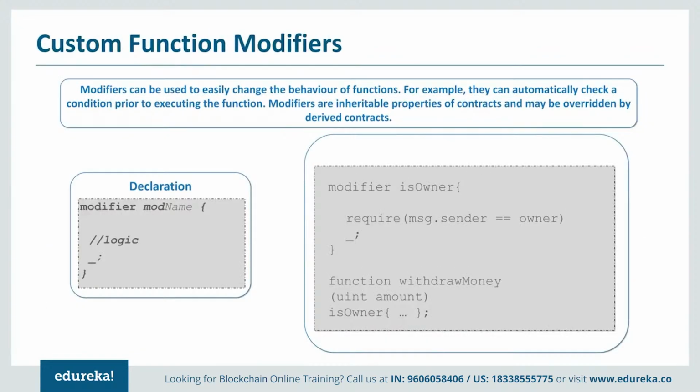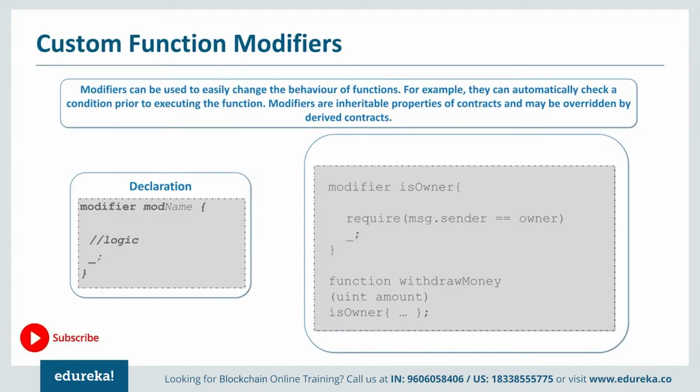Next, we can also build our custom function modifiers. So modifiers can be used to easily exchange the behavior of functions. For example, they can automatically check a condition prior to executing the function. And these modifiers are inheritable properties of contracts and may be overridden by derived contracts too. So this is the declaration of a normal modifier.